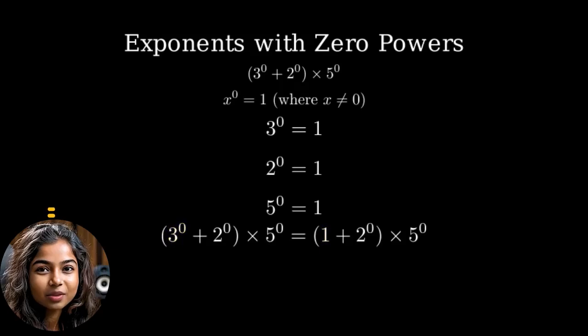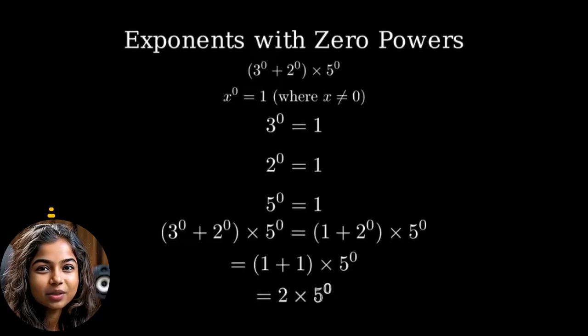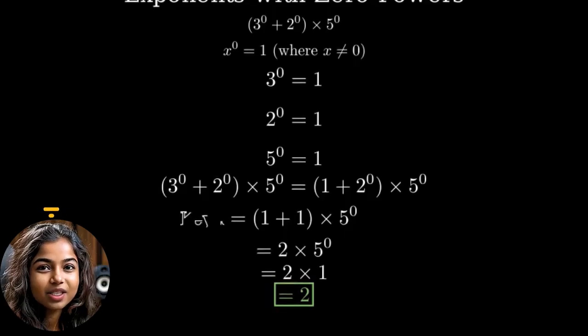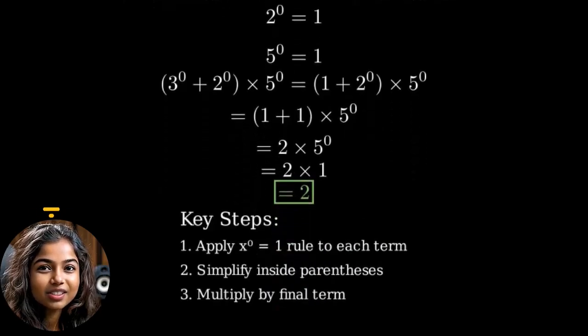First, let's evaluate 3 to the 0 power. This equals 1. Next, let's evaluate 2 to the 0 power. This also equals 1. Now, we can add 1 plus 1 inside the parentheses, which gives us 2. Finally, we multiply this by 5 to the 0 power, which equals 1. Therefore, 3 to the 0 power plus 2 to the 0 power, all multiplied by 5 to the 0 power equals 2. Let's review what we did. We used the rule that any non-zero number raised to the power of 0 equals 1. We applied this to each term with a 0 exponent, then performed the basic arithmetic operations of addition and multiplication to get our final answer of 2.